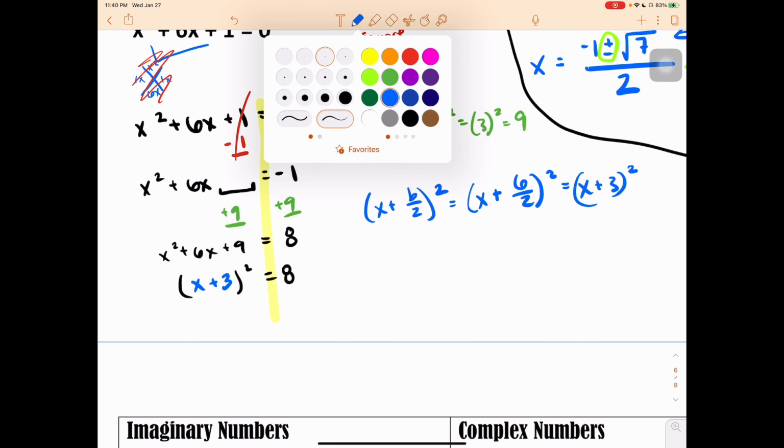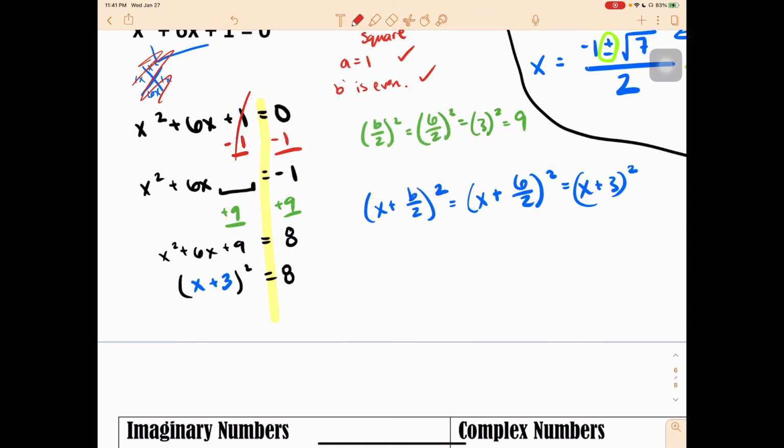So now that I have this, x plus 3 squared equals 8, I can take the square root of both sides, plus or minus. So now I have x plus 3 equals plus or minus root 8. I almost forgot that. So now I have to subtract 3 from both sides, and so I don't forget the plus or minus again, I always put whatever I moved over in front of that square root. So here I'm going to have x equals negative 3 plus or minus root 8.